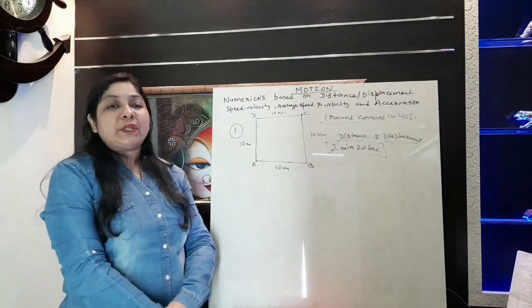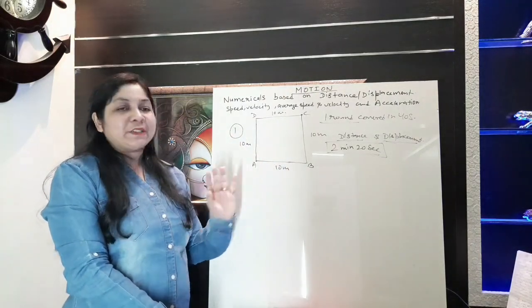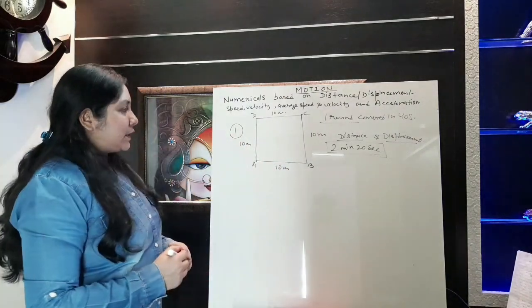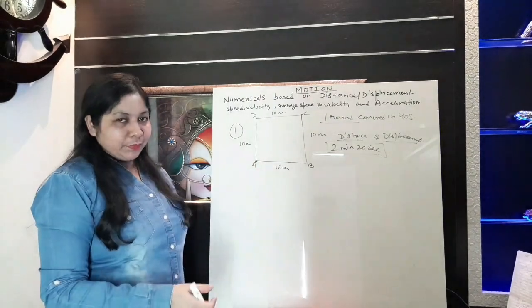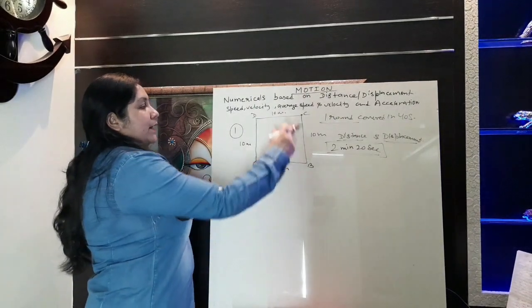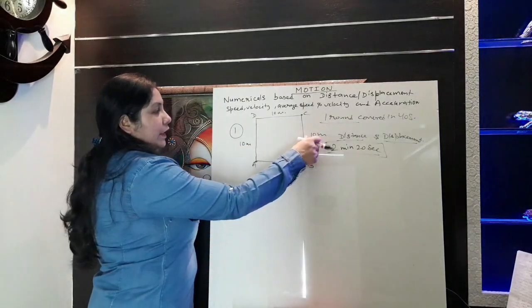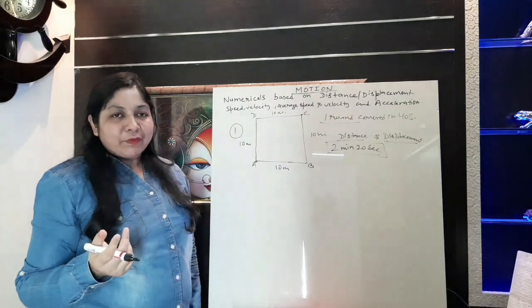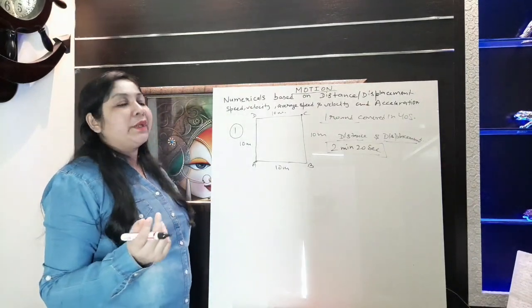At the end of 2 minutes 20 seconds, the farmer will cover how much total distance and displacement? So let's start our question. Suppose the farmer will start from point A. In one round, how much distance will he cover? It's very simple to find out: 10, 10, 10 and 10, and we have a formula also to find the perimeter of a square, that is 4 into side, that also you can use here.